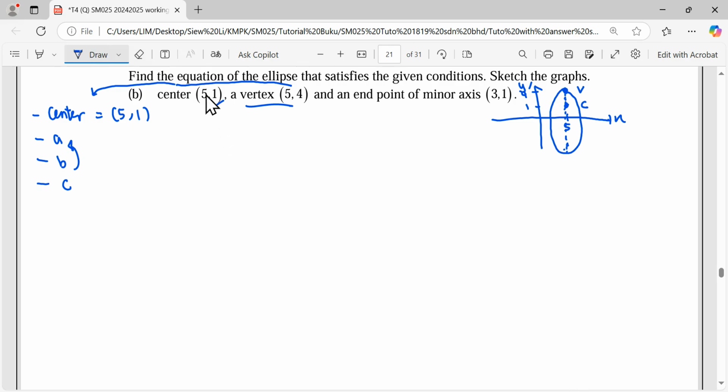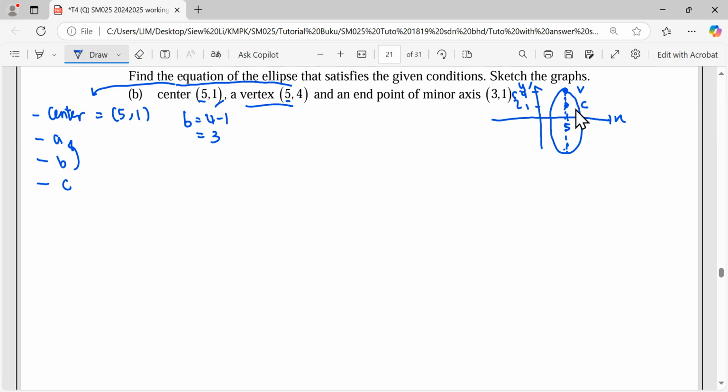And one thing you can see: the x coordinate does not change, the y coordinate changes, so they are moving outward. From the center you're moving outward to the vertex. So (5, 4) and (5, 1). This one, the values 4 and 1, the distance from the center to the vertex is the value of b. So 4 minus 1, I can get 3.